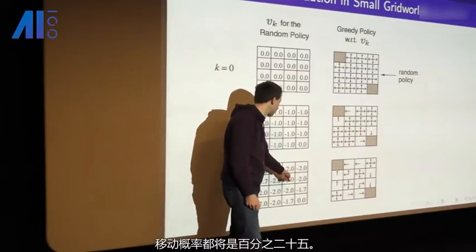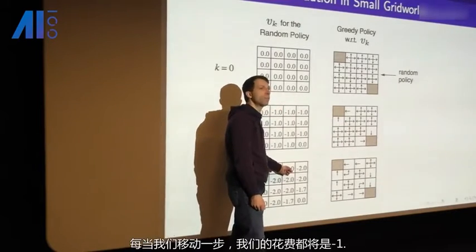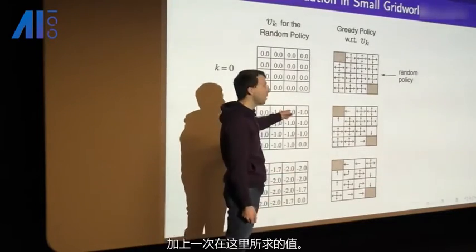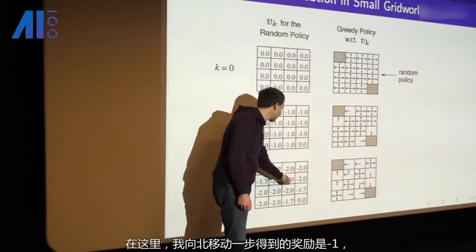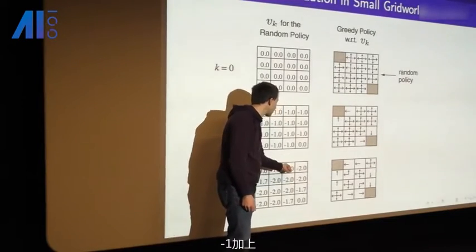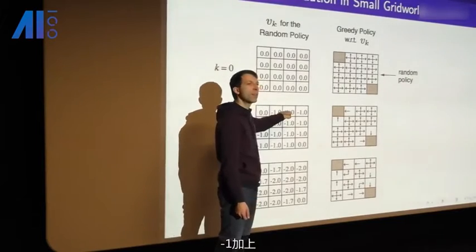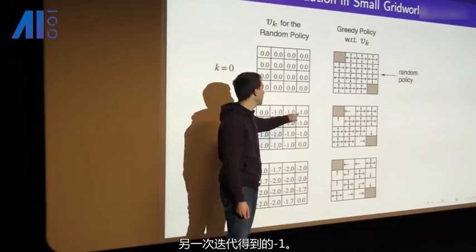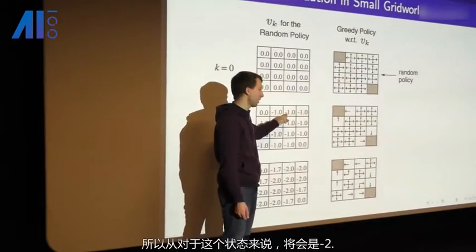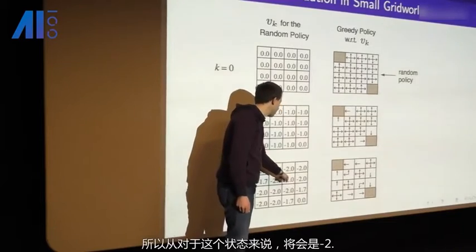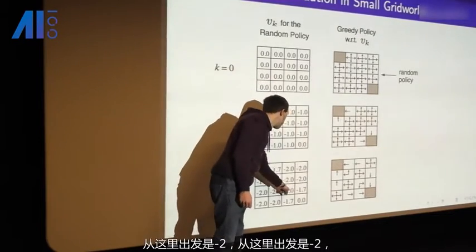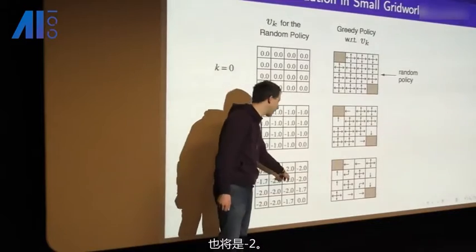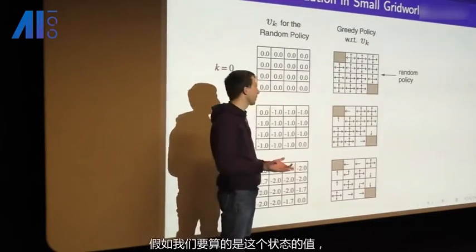In each case, I'm going to have an immediate cost of -1 plus the value where I end up. So I think, at this point, the value of going north is -1 minus another 1 from my estimated value of where I ended up. Okay? So from this state, I think it's -2 because I'm going to average over this -2, this -2, this -2, and this -2, so I think the value of being here at this point is -2.